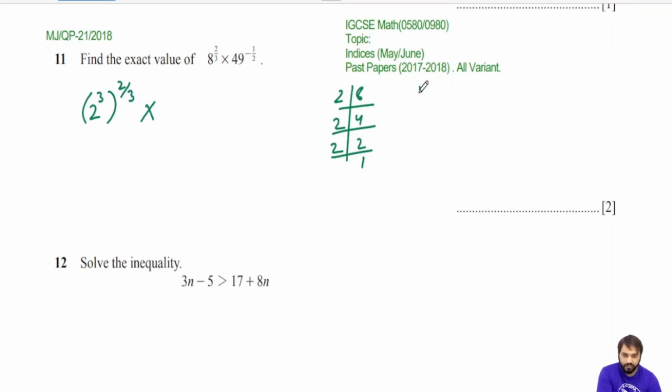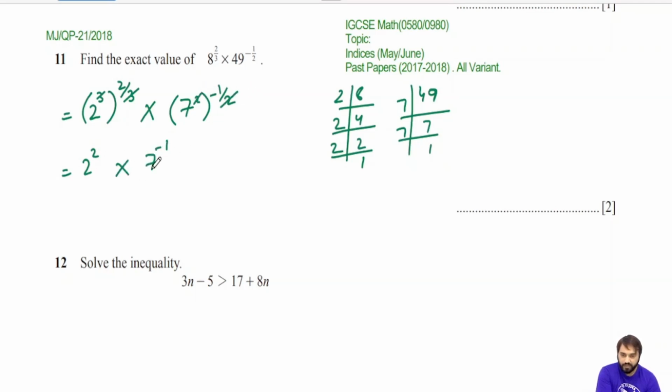Multiply. 49 can be written as 7 7 times, 7 1 time. 7 square whole power minus 1 over 2. Now we can cancel them. 3 by 3, 2 square. Multiply here, we can also cancel this 2. We have 7 raised to power minus 1. We need to make the power positive. 2 square is equal to 4, and so bring it down, the power will be positive. So 4 over 7 is the value of this one. So the answer is 4 over 7.